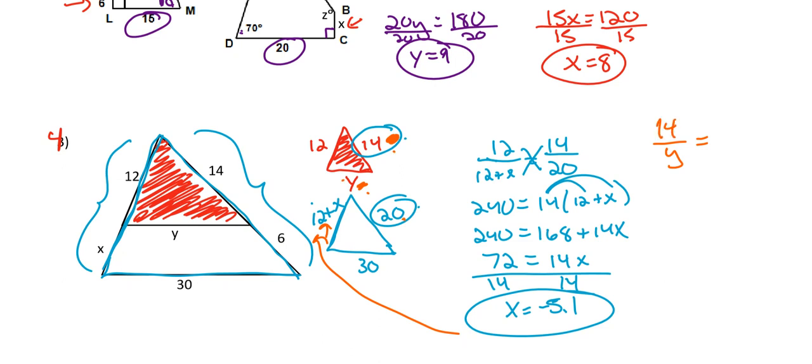And then I'm going to go with 20 over 30. Again, follow the order. So 14, y, 20, 30. Can't say 30, 20. Order matters with every ratio. Cross multiply, you get 20y equals 14 times 30 is 420. Divide by 20. And 420 divided by 20 is 21.